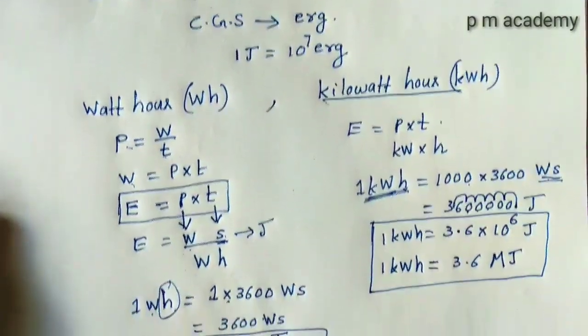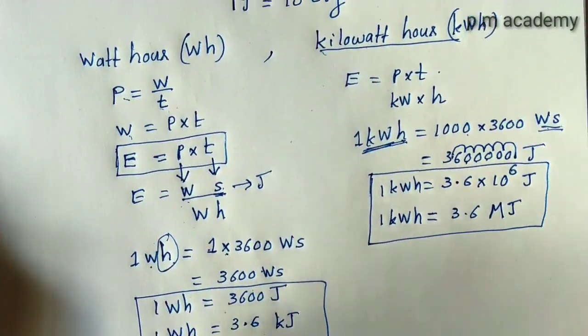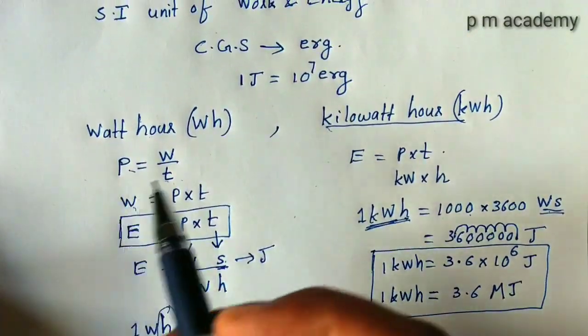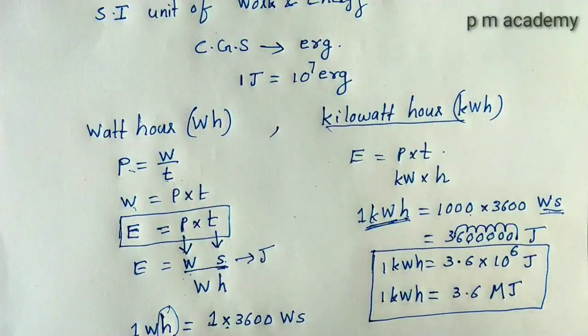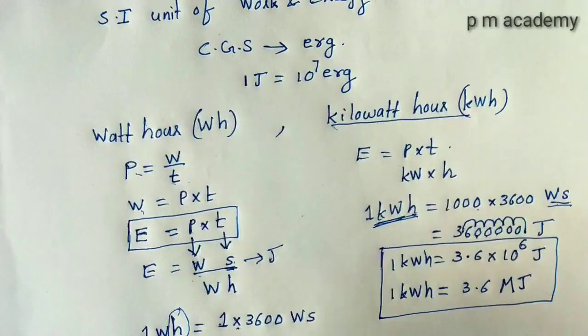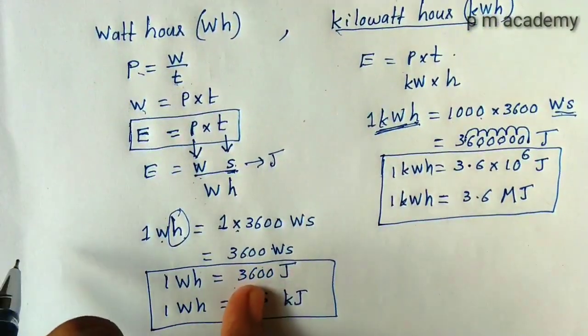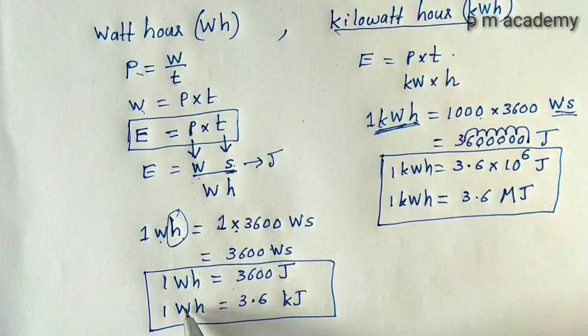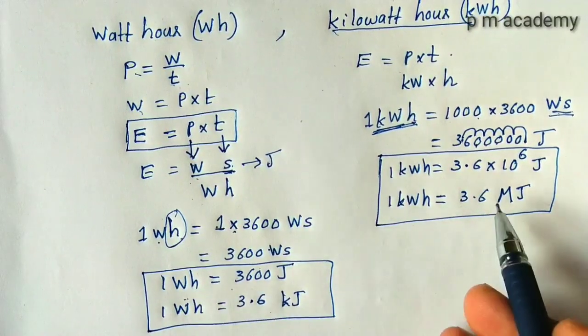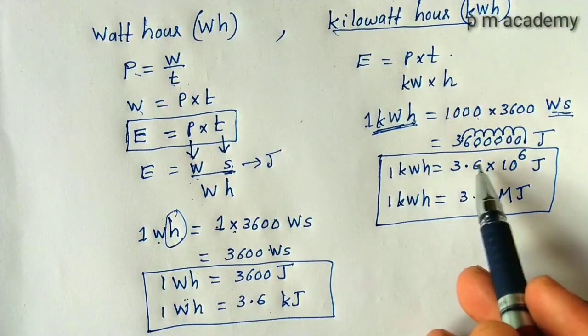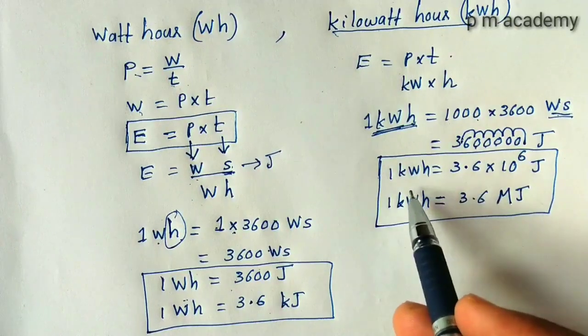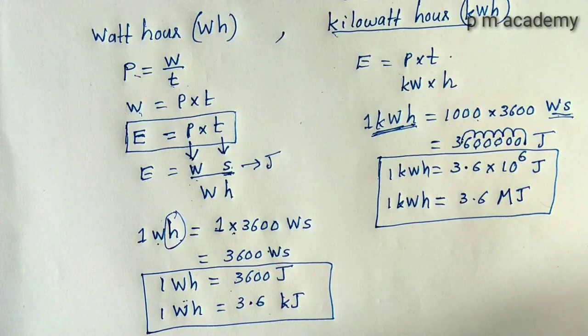You have to remember the two larger units of energy, watt hour and kilowatt hour. 3600 joule is known as 1 watt hour. Then 3.6 megajoule, that is 3.6 into 10 raised to 6 joule, is known as 1 kilowatt hour.